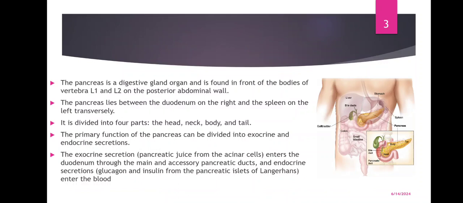The primary function of the pancreas can be divided into exocrine and endocrine functions. So the exocrine secretion, which is pancreatic juice from the acinar cells, enters the duodenum through the main and accessory pancreatic ducts, and endocrine secretions, glucagon and insulin from the pancreatic islets of Langerhans enter the blood.